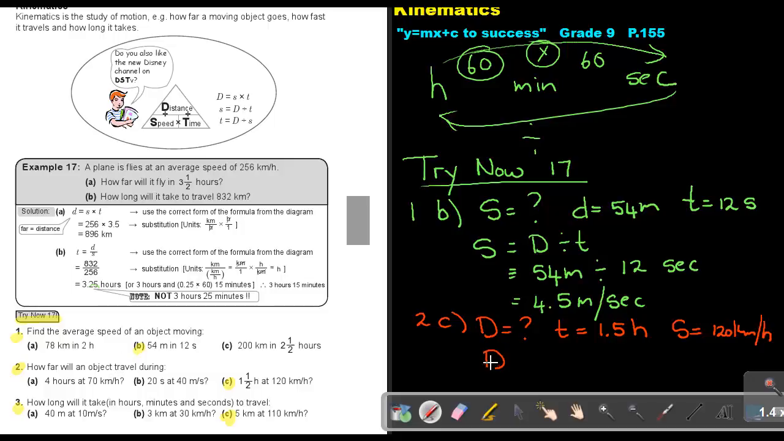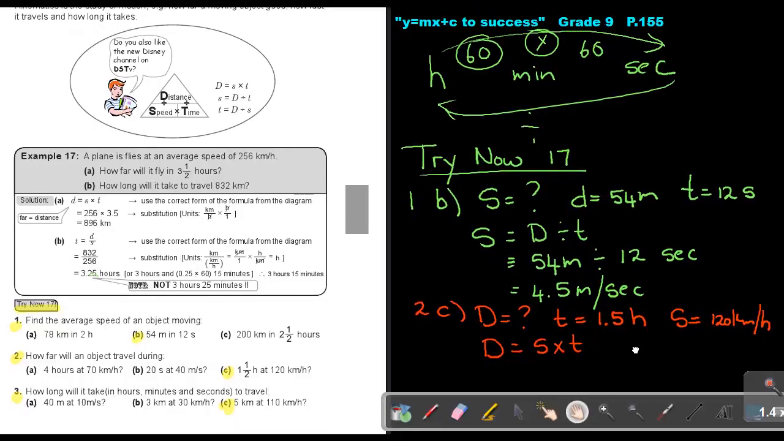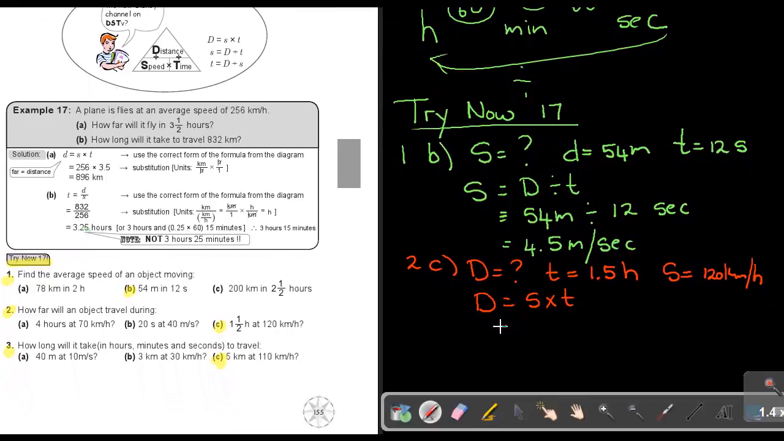Now, look, how do we find distance? It's speed multiplied by time. I'm just going to move it a little bit up. So this is going to give me the speed. So it's 120 multiplied by the time. And if I multiply that, I'm going to get an answer for number 2C of 180 kilometers.